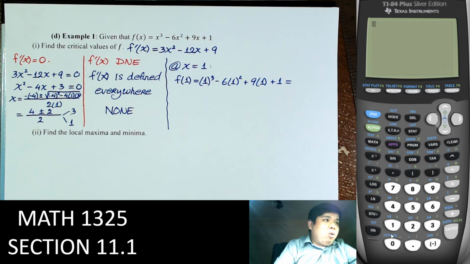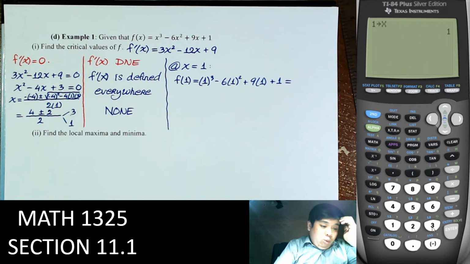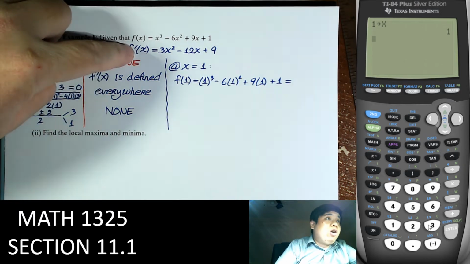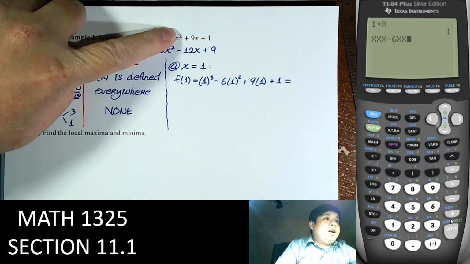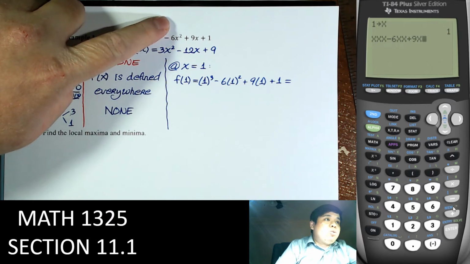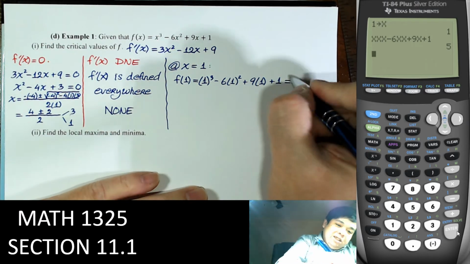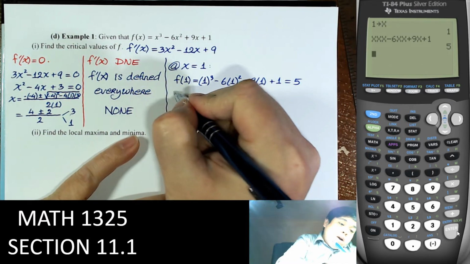I just simply store 1 into x. And remember, we check for the domain, which is the original function. So use the original function, x cubed, or x times x times x, minus 6x squared plus 9x plus 1. It's 5, which is defined, by the way.